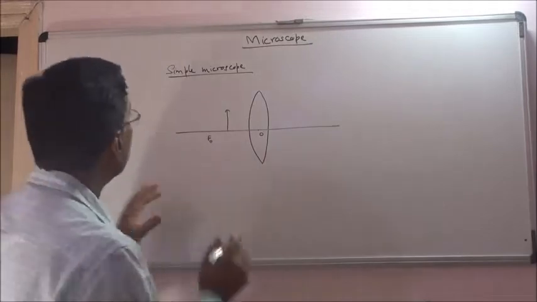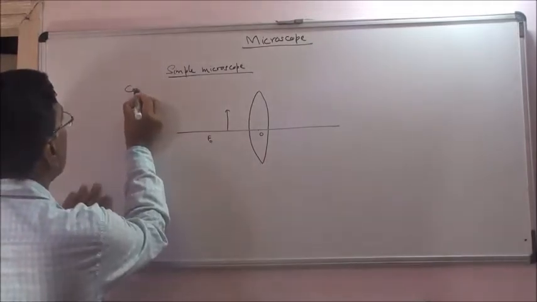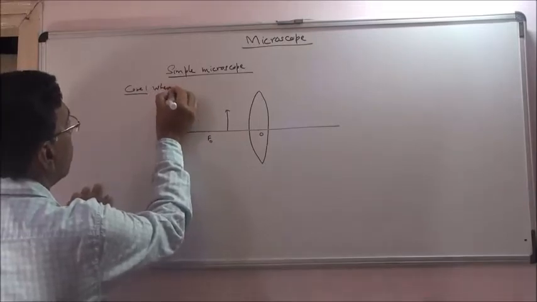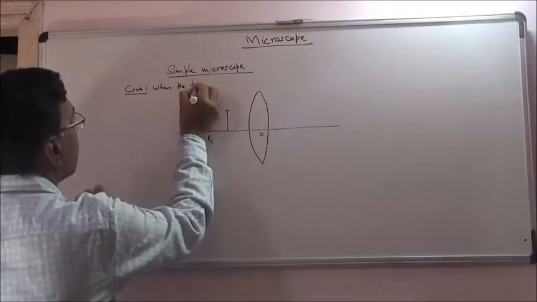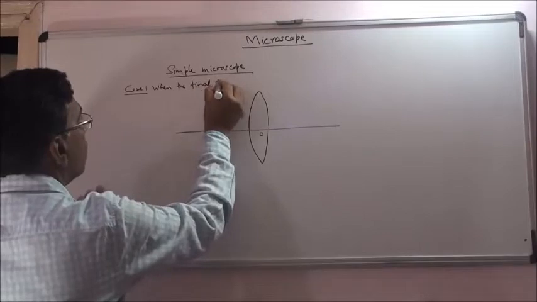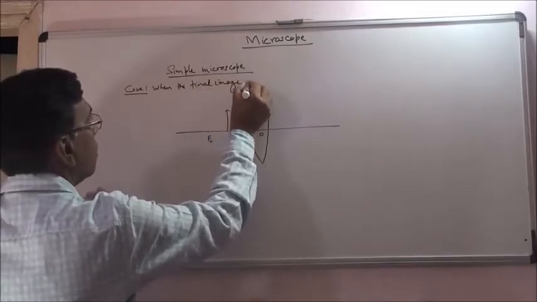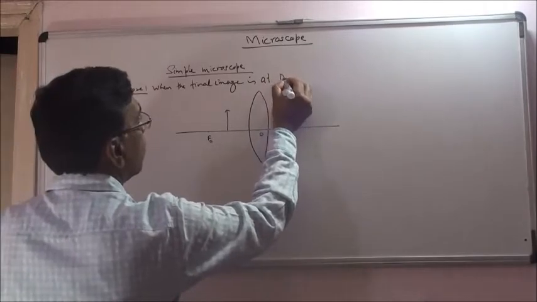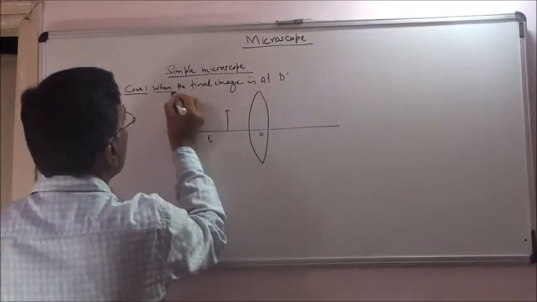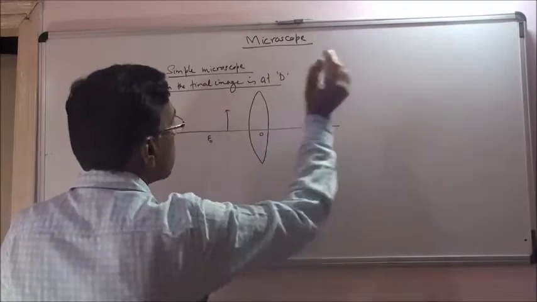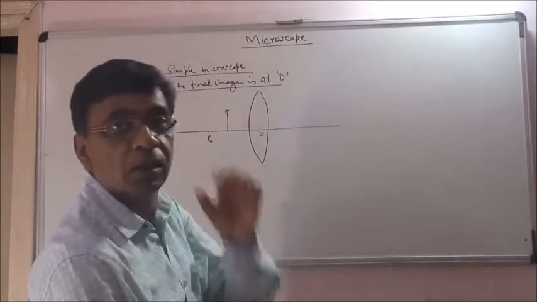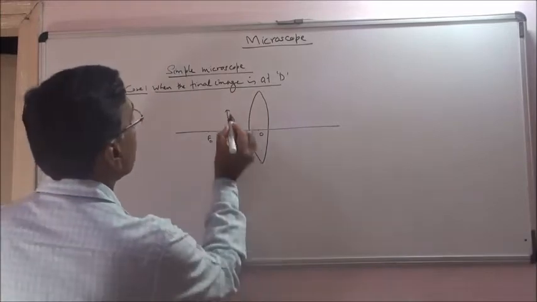So let it be the case when the final image is at D. D means least distance of distinct vision. Okay.